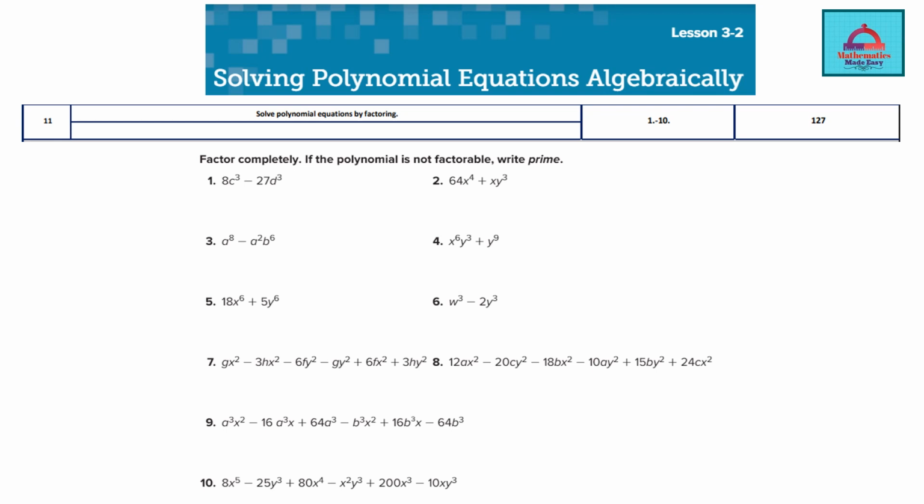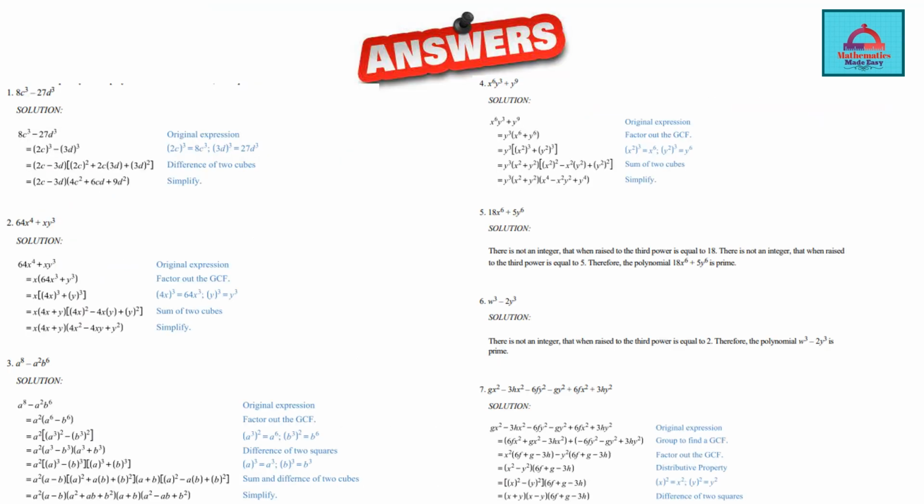Let's move on to lesson 3.2, solving polynomial equations algebraically. So here we are going to use the knowledge of algebra. We are going to use some standard identities like a cube minus b cube, a square minus b square, a plus b whole square, and a minus b whole square. So all these identities will help you for this expansion. If the polynomial is not factorable, if you cannot find the factors, you just write that it's a prime polynomial. So let's begin with a few questions.